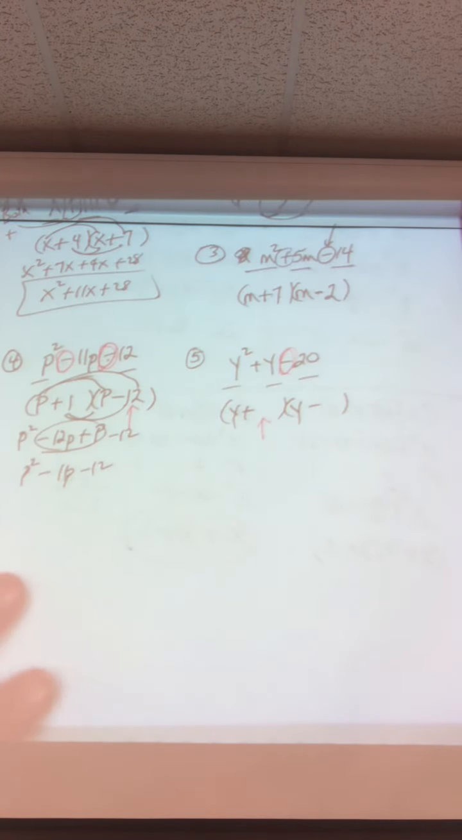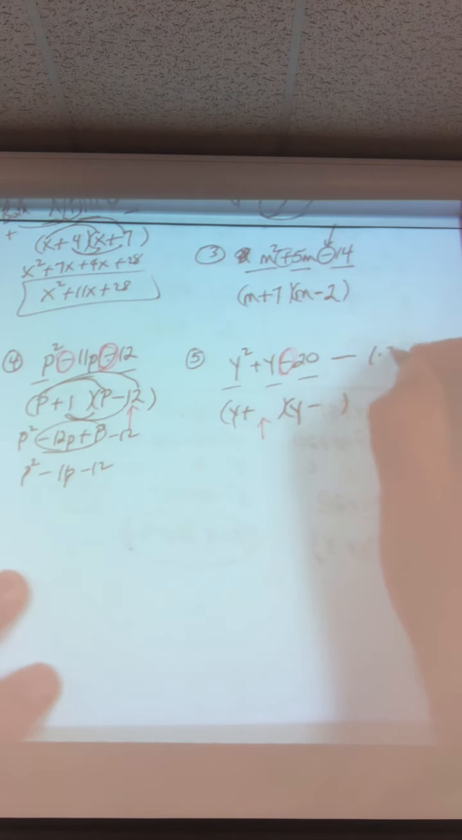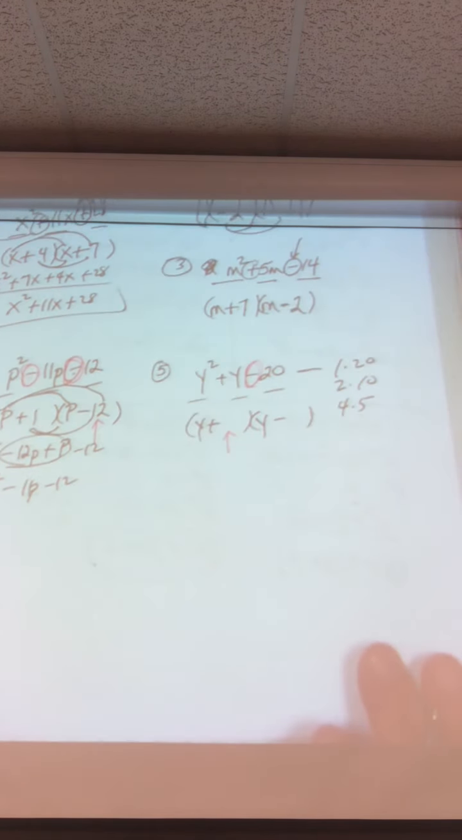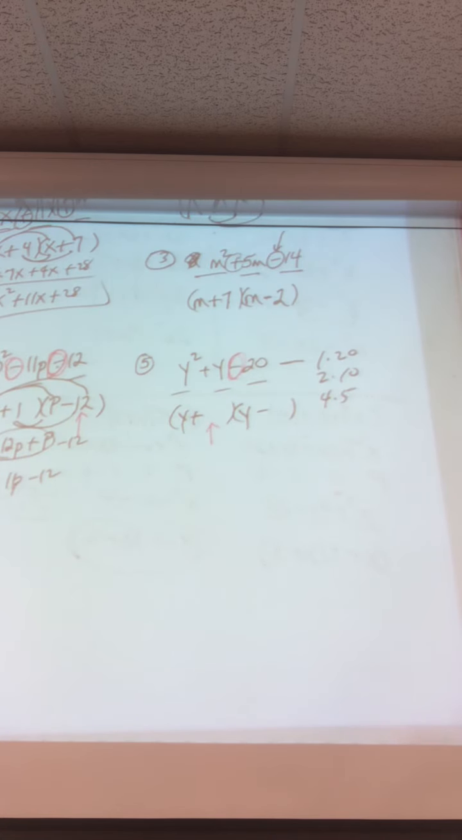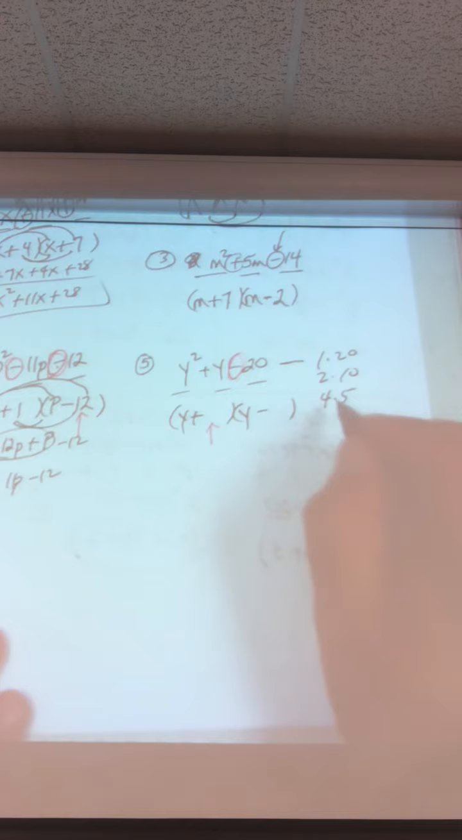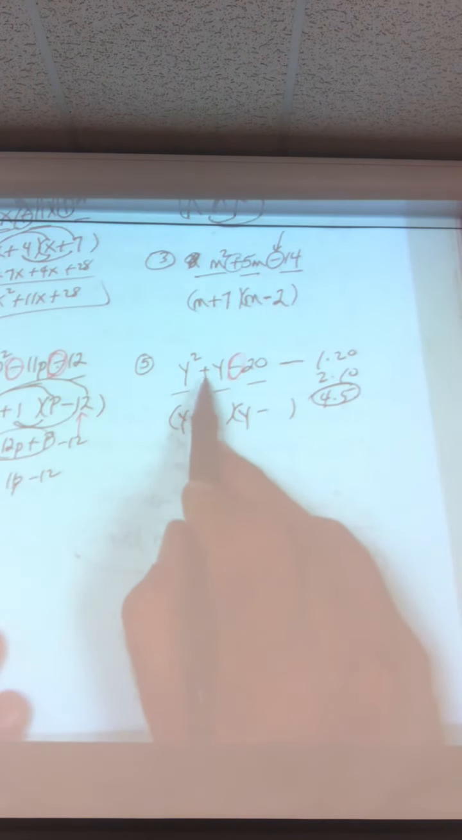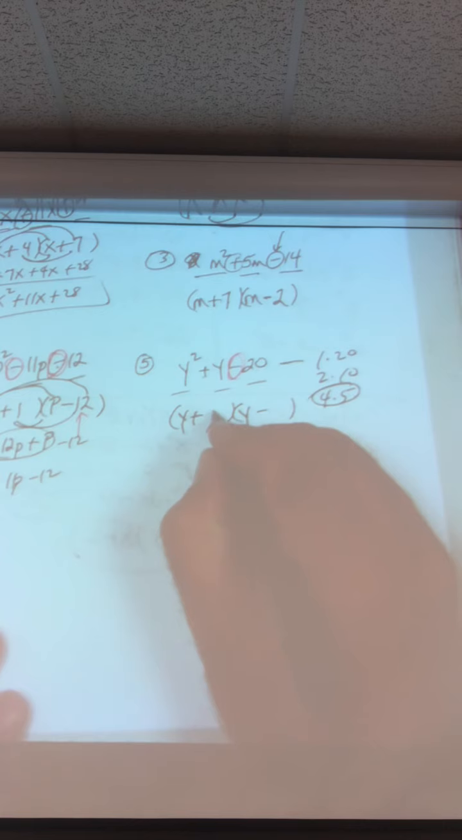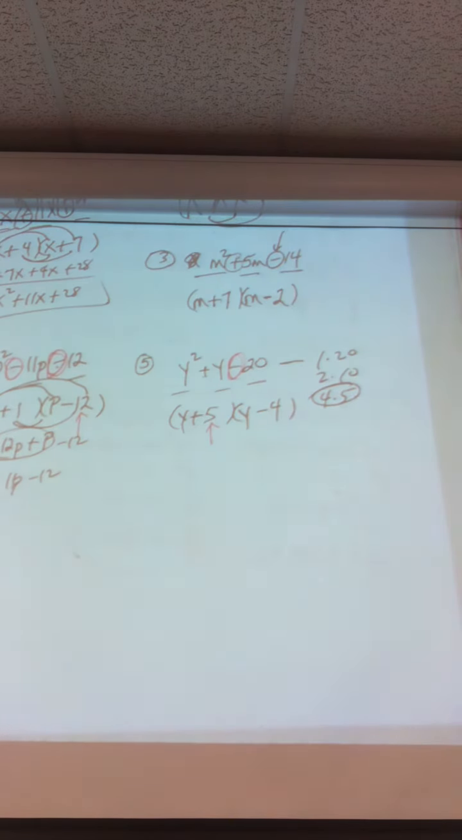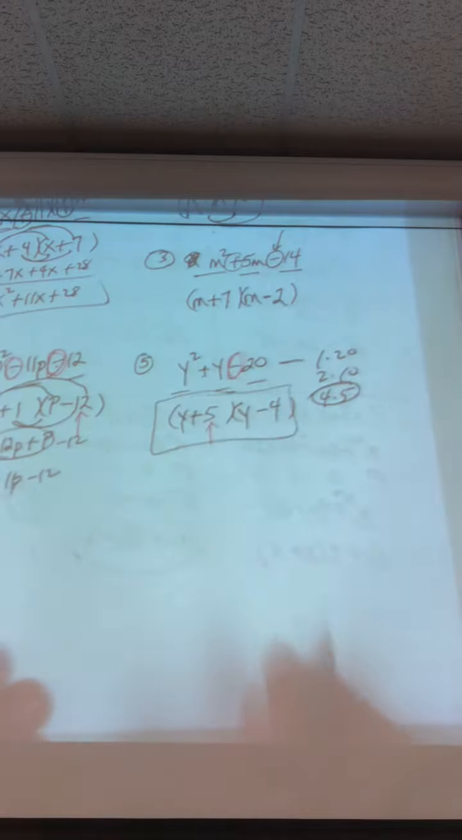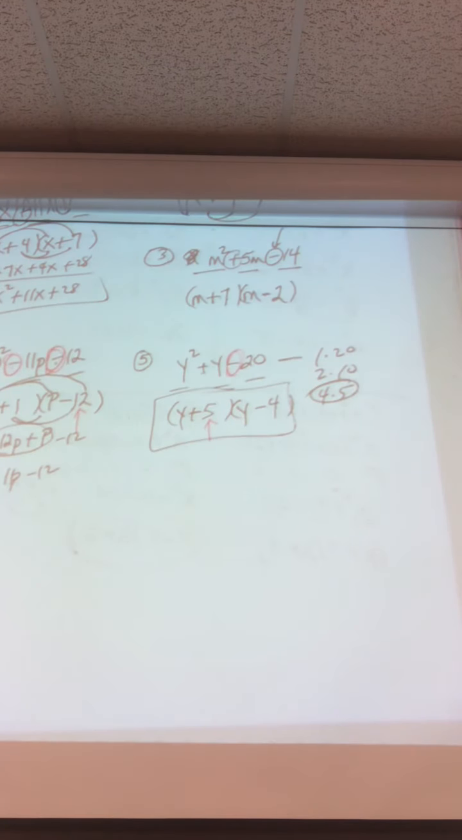Well, if you have trouble doing that in your head, come over to the side. 1 times 20, 2 times 10, and 4 times 5. Which of those, if you multiply them, you get 20, but if you subtract them, you get 1? 4 and 5. But the largest number needs to be positive. So you have to put the 5 behind the plus and the 4 behind the minus. And that's your answer. And yes, if you FOIL this out, it will take you right back to where you started.